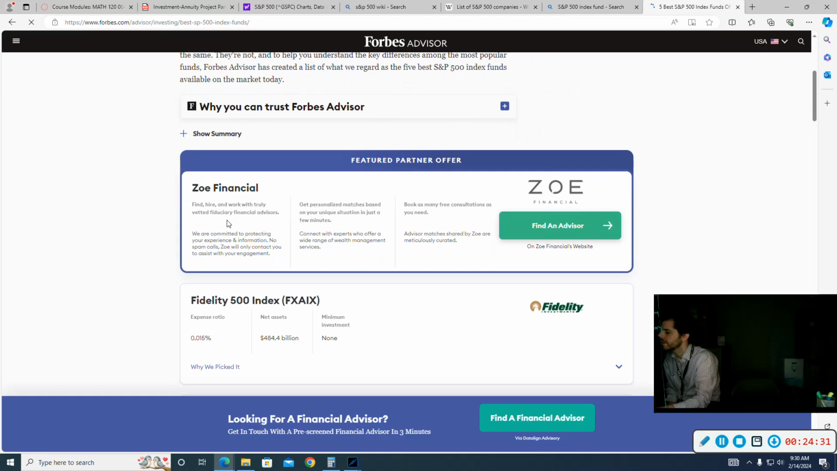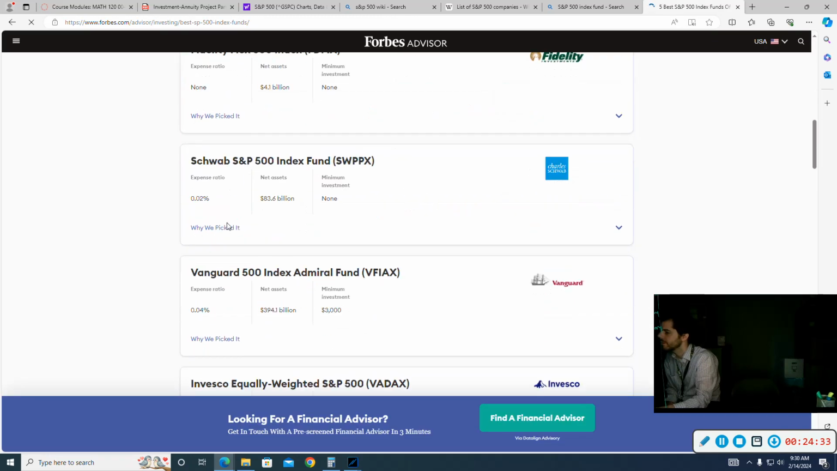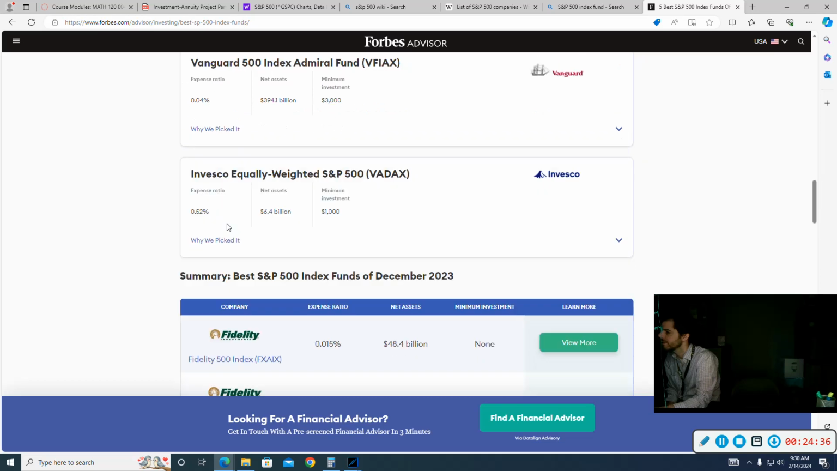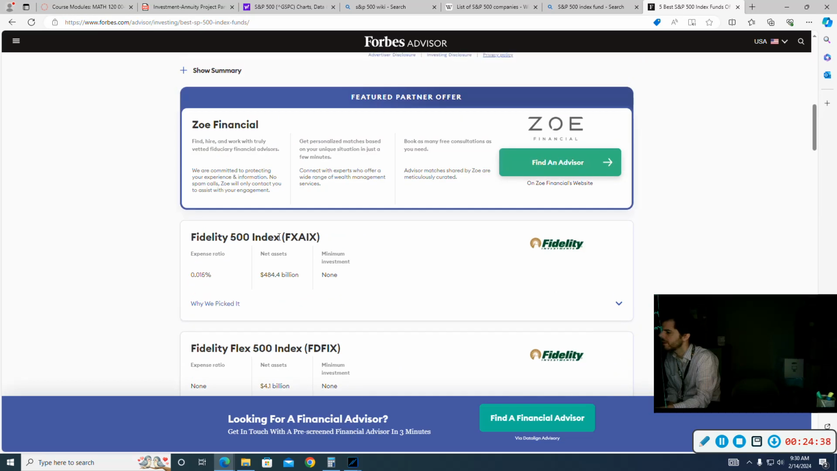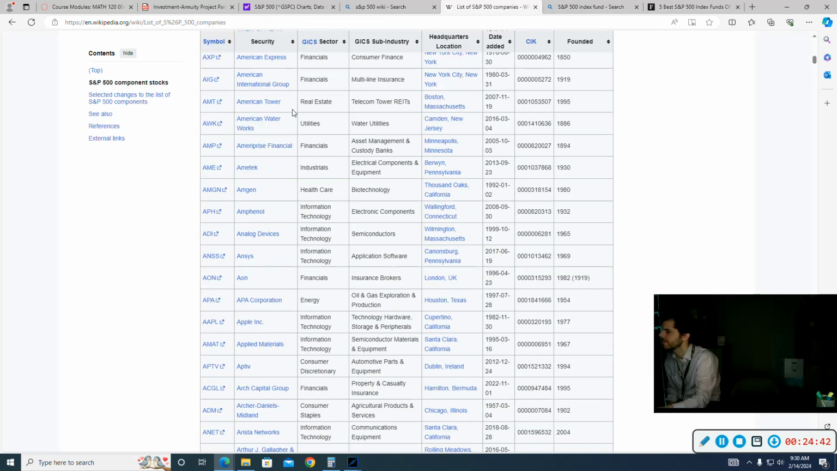So it looks like this lists some here for us. This has some names of different funds. Let's try one of these and see if we can find the ticker. FXAIX. Let's see if that's a legitimate ticker here.